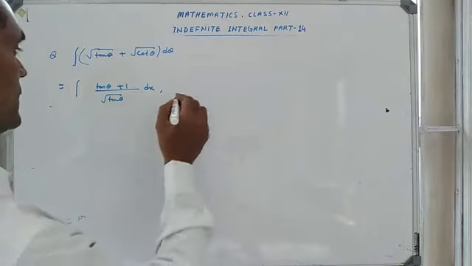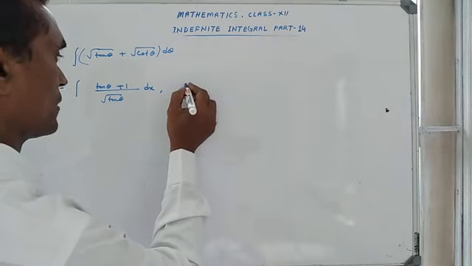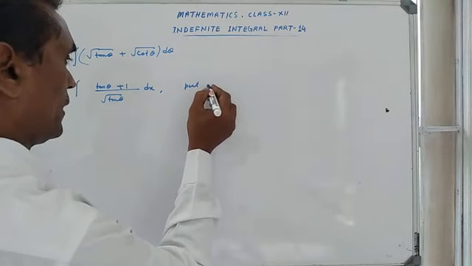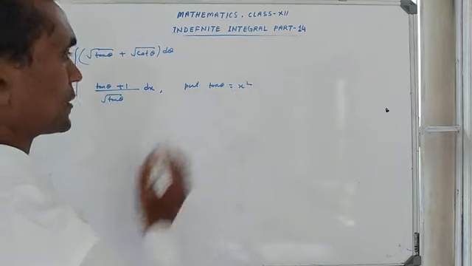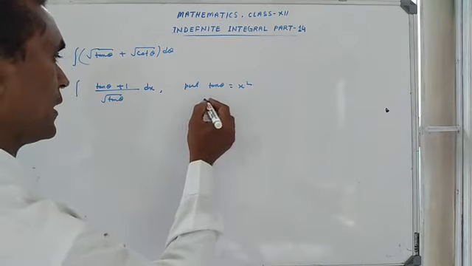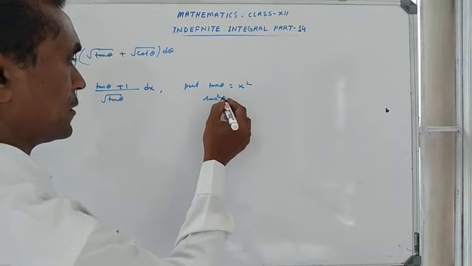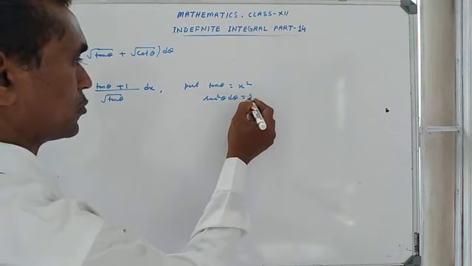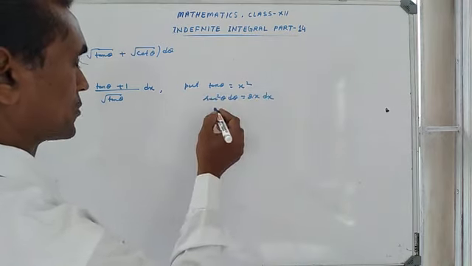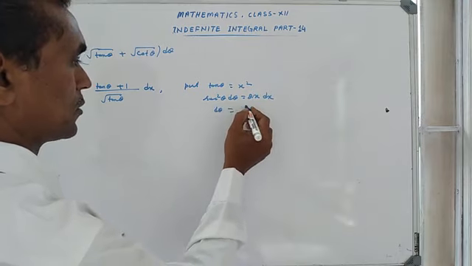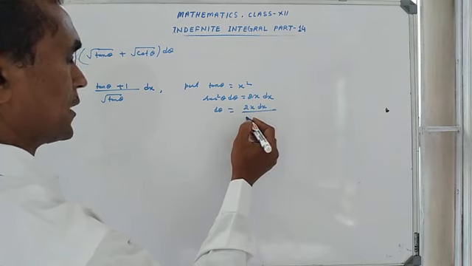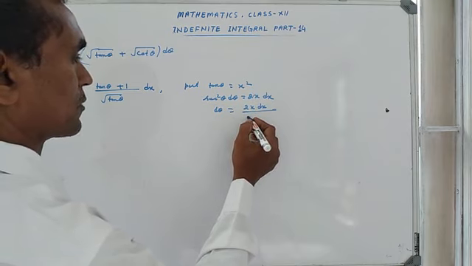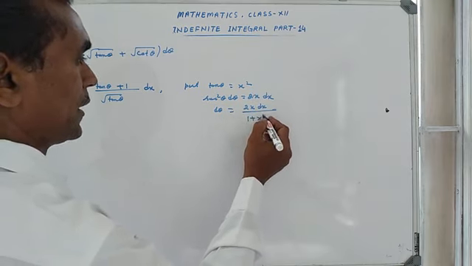Now you apply tan theta equals to x square. So put tan theta equals to x square. Then sec square theta d theta equals to 2x dx. So d theta is equal to 2x dx by sec square theta, that is 1 plus tan square theta or 1 plus x^4.